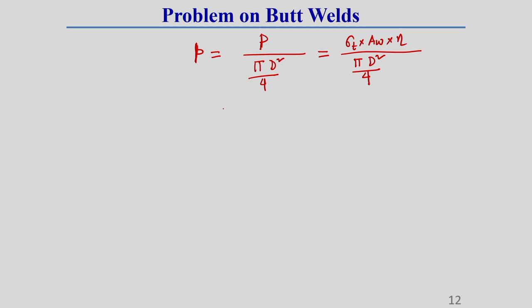Okay. Now, if we put all these things, the internal pressure p will be equal to sigma t. Here I am putting all these values, then it will be more clear to you. So, here sigma t is 85 MPa, which is given. Once we convert it, all the things I am putting in millimeter. So, 85 MPa is equal to 85 Newton per mm square. This you should keep in mind.